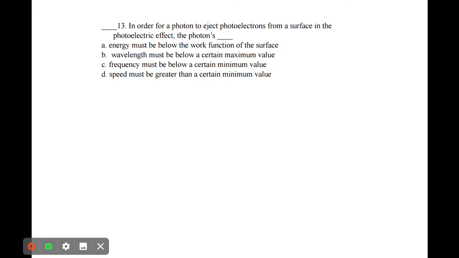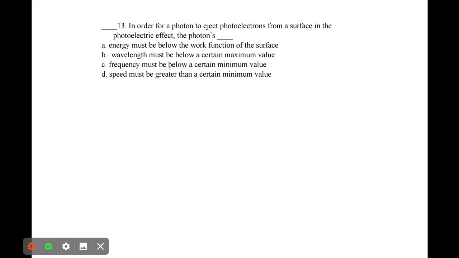Because we know frequency and wavelength are inversely proportional to each other, we know that the wavelength must be below a certain maximum value, because as we decrease the wavelength, we are going to increase the energy. So we'll go ahead and continue, even though we know that B is the correct answer.